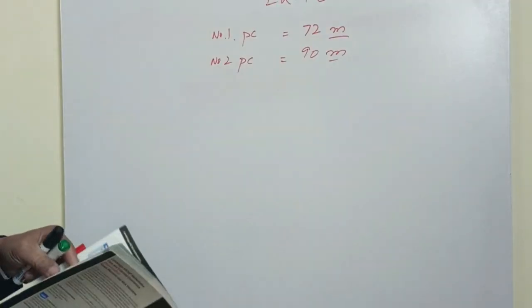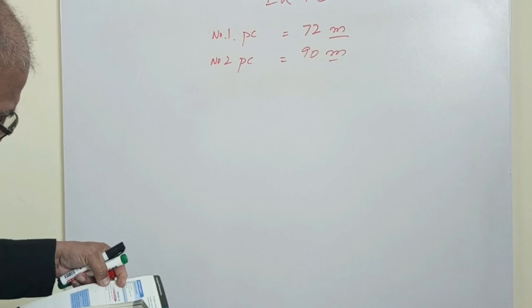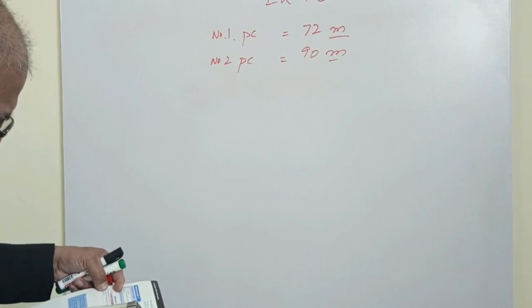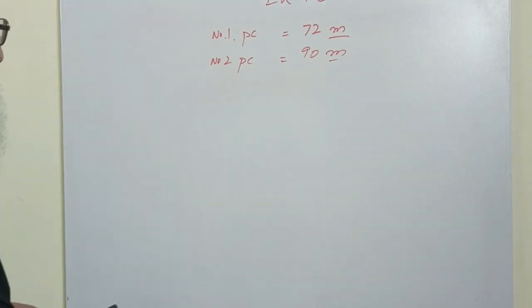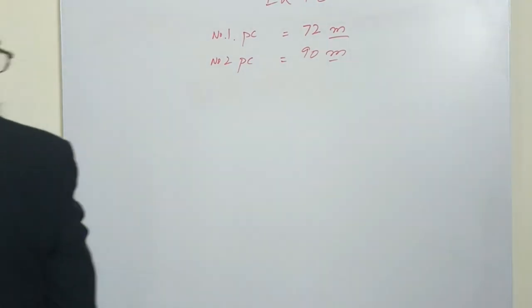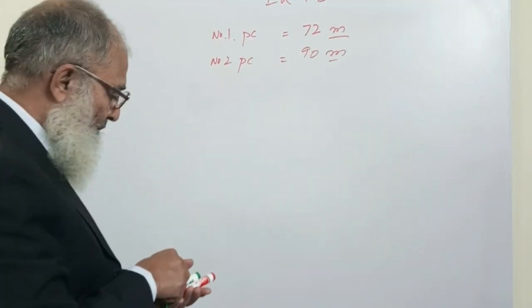So what he has to do is, he wants to cut both lengths of rope into the longest pieces of equal length possible. How long should the pieces be? Now this is the question straight away heading towards HCF, highest common factor. So we have to find the factors of 72 and factors of 90.